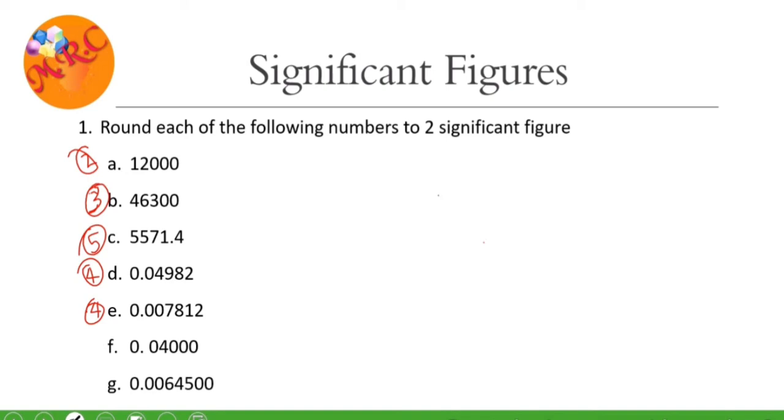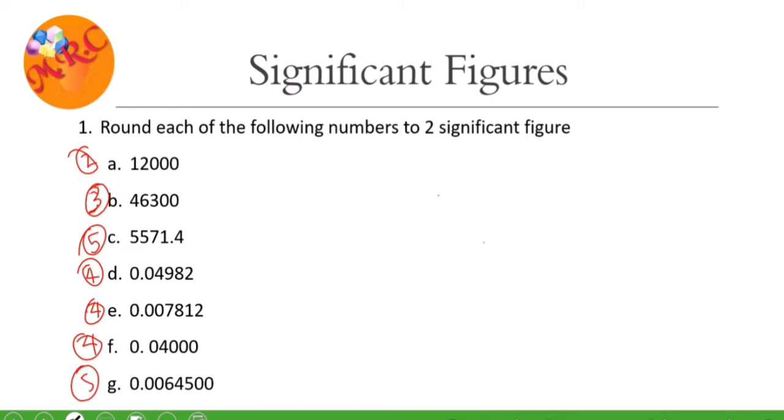So in this number we have 4 significant figures. And in G we have 5 significant figures. The zeros at the front are not significant. However, the zeros at the back are significant. Alright, so the zeros are your only concern when it comes to significant figures.